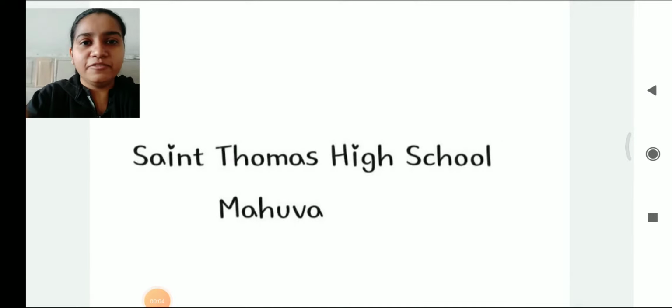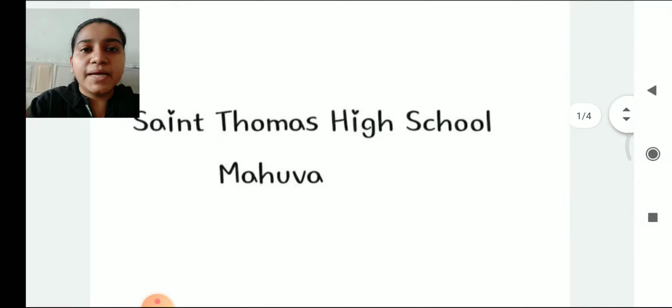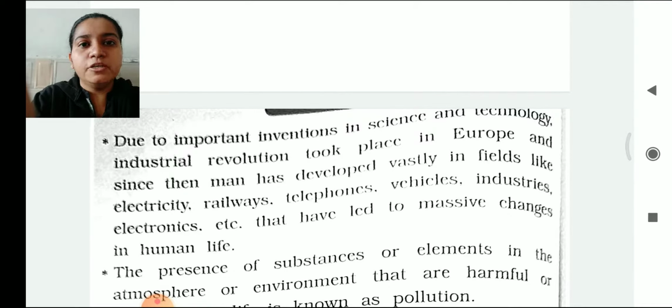Today, I, Richa Parekh from St. Thomas High School, Mahua, am here to further continue with the revision lecture of social science for the students of class 8. My dear students, during the previous lecture we had the revision of unit number 1. Today, we are going to have the revision of unit number 2, that is environmental pollution. I am going to discuss a few important points regarding various types of pollution and its causes. So let's start with the revision.